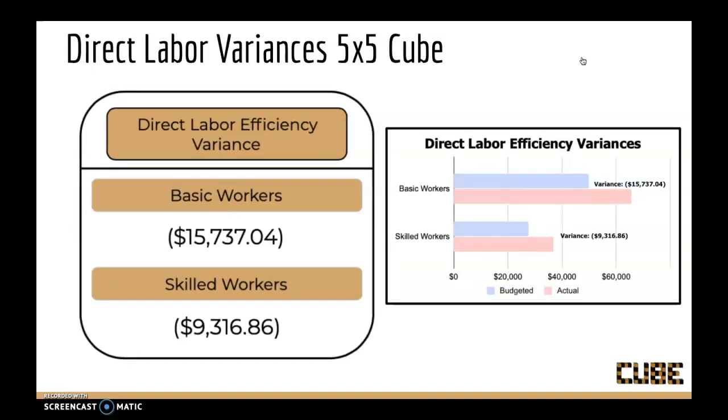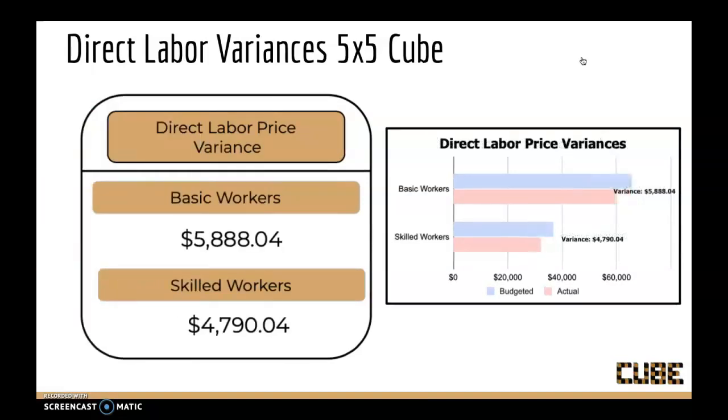For the 5x5 cube, the direct labor efficiency variance for basic workers is an unfavorable variance of $15,737.04 and an unfavorable variance of $9,316.86 for skilled workers.